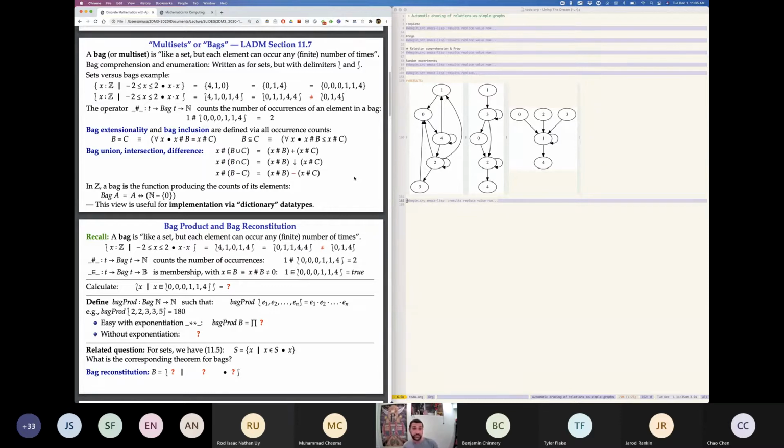In a set, you have a class of chocolate bars. I don't really care how many. Do you have a chocolate bar? Yes or no? Sets are all about yes or no. They just want to know if it's there or not. Does it exist? Bags, I need to know how many.